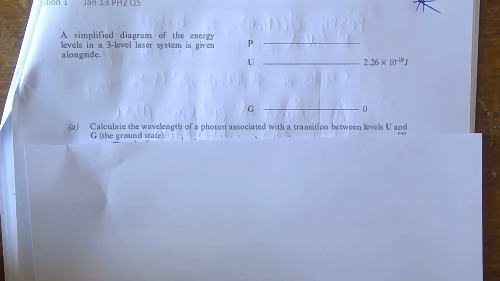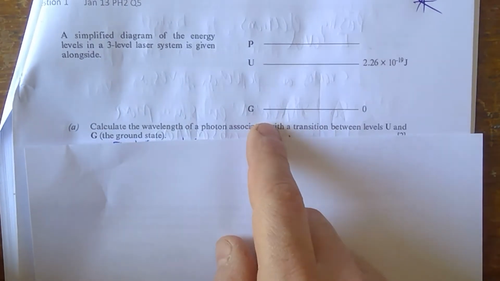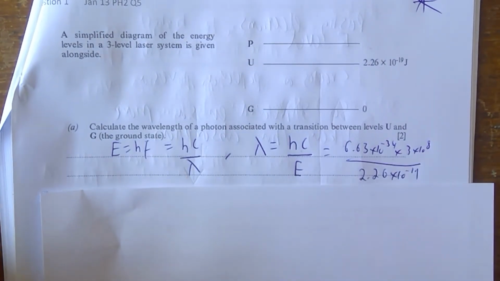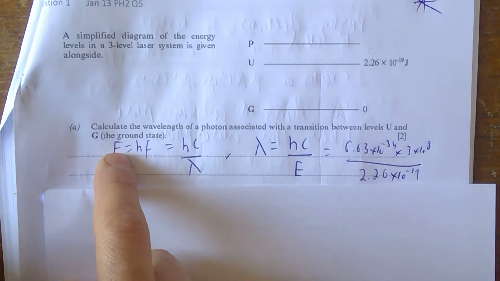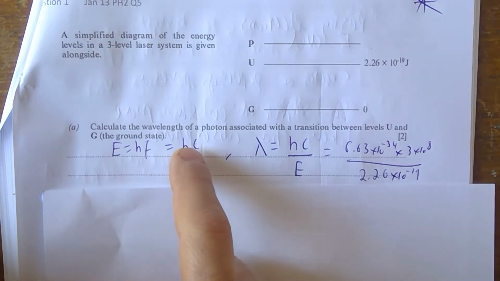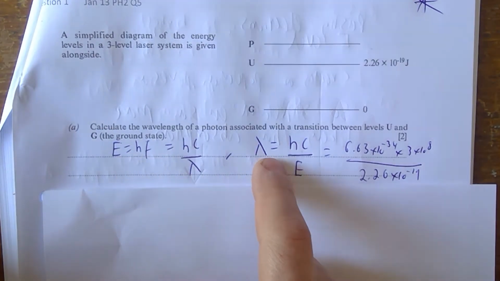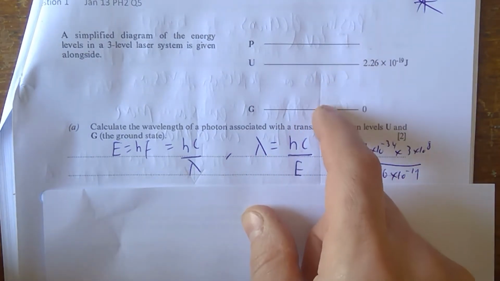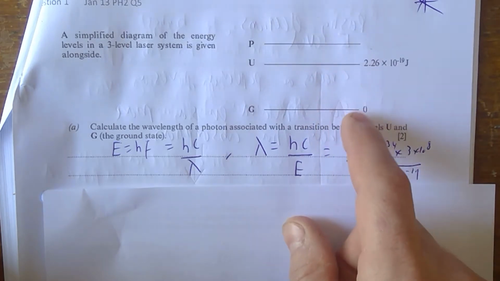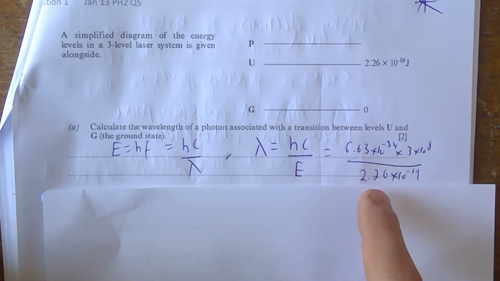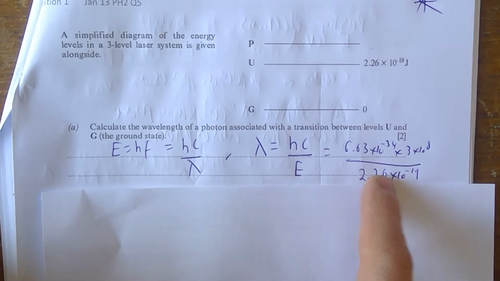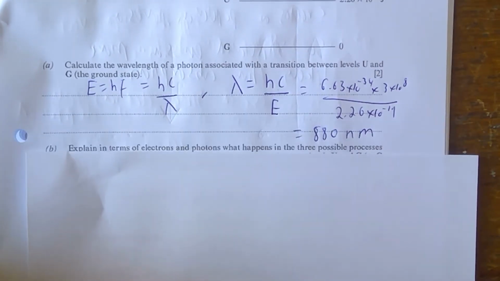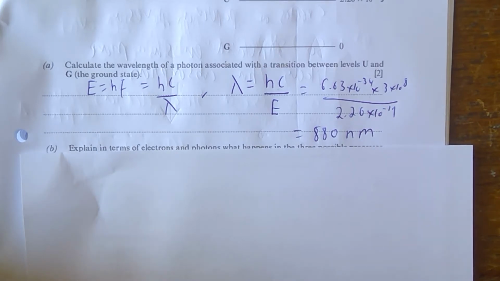Calculate the wavelength of a photon associated with the transition between U and G. Energy of a photon is given by hf. f is c over lambda. Rearrange for lambda: hc over E. The energy of a photon associated with that transition is the difference between those, just 2.26 times 10 to the minus 19 joules. Substitute all that in, you should get a wavelength of 880 nanometers.